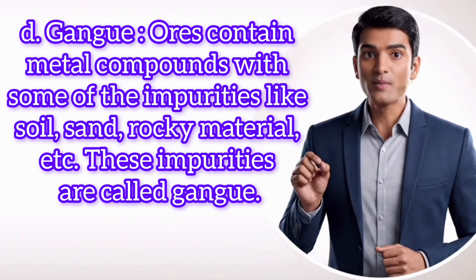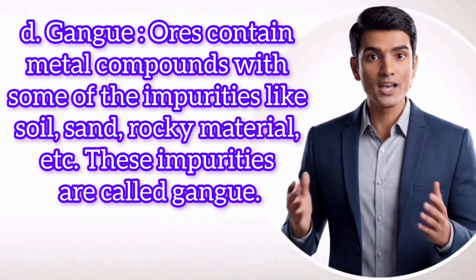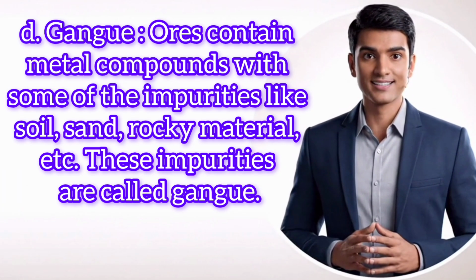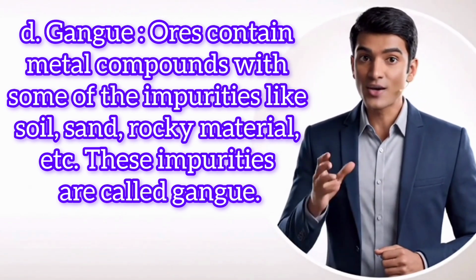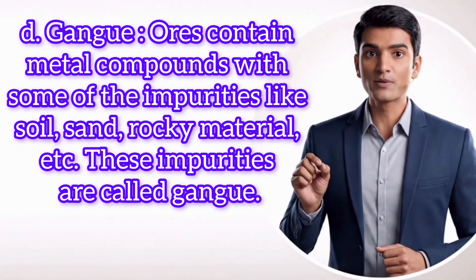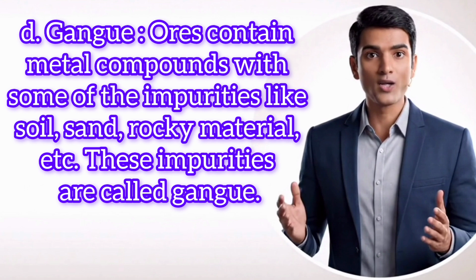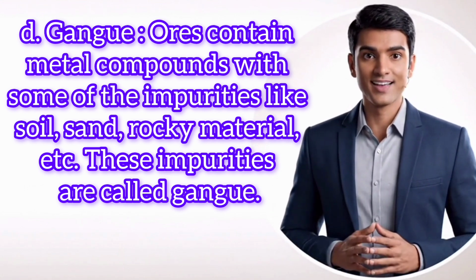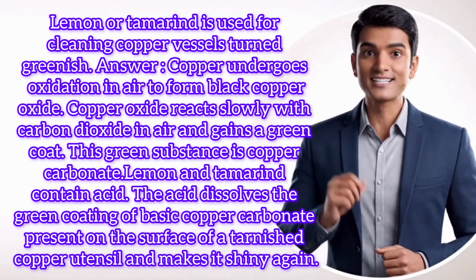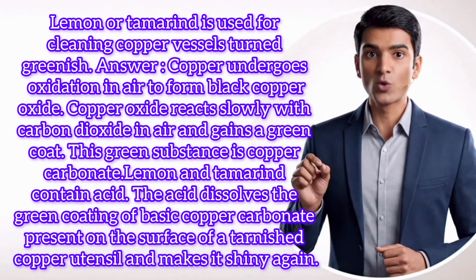D. Gangue. Answer. Ores contain metal compounds with some of the impurities like soil, sand, rocky material, etc. These impurities are called gangue. Write scientific reasons. Number 1.